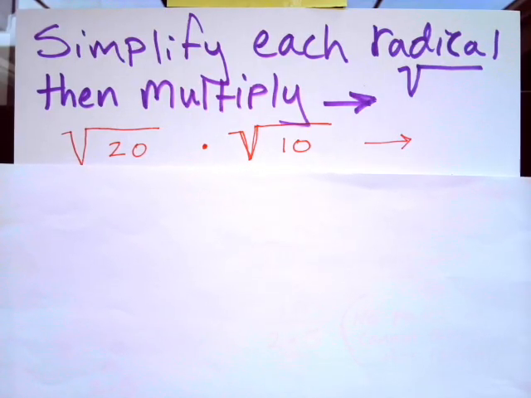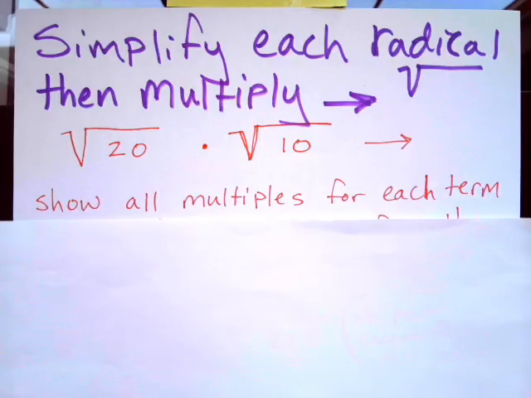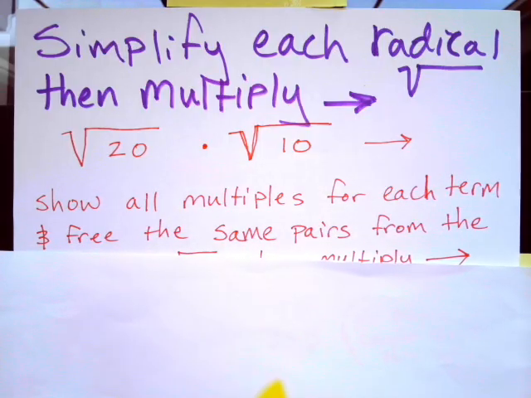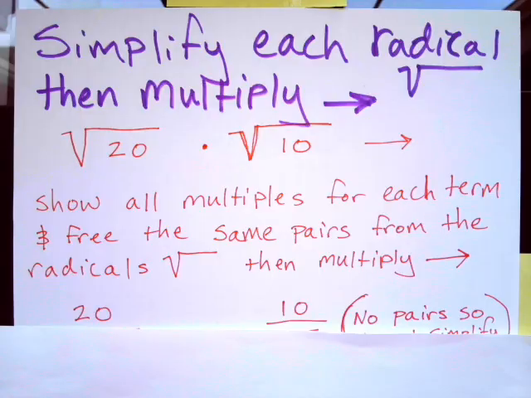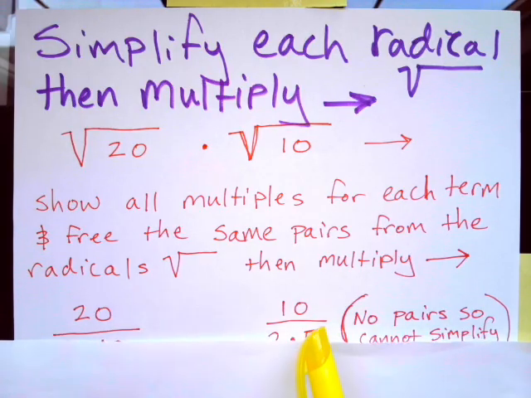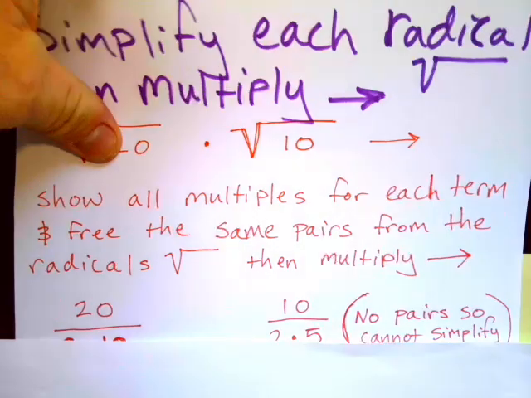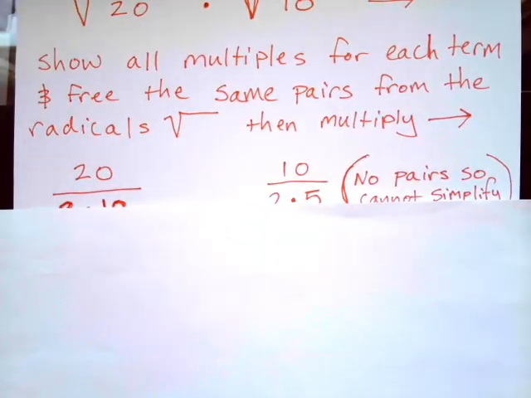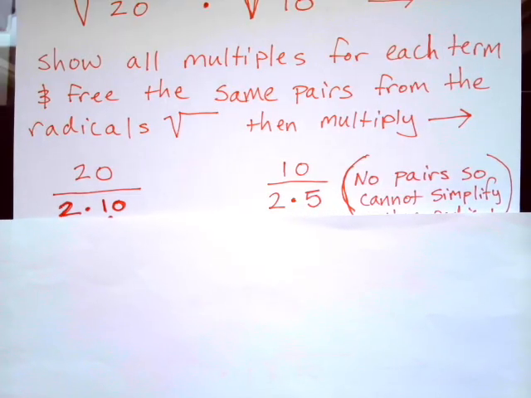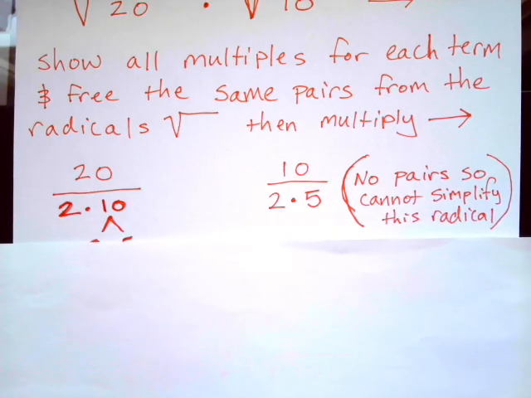Simplify each radical, and you can see your square root of 20 times the square root of 10. So here, showing all multiples for each term, and then free the same pairs from the radical, then multiply, right? So 20 versus 10. I'm going to write both of these terms in expanded form like I did in the video for part 2. Then I will multiply and simplify as we go.